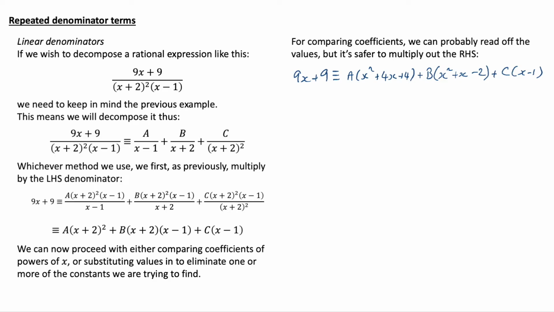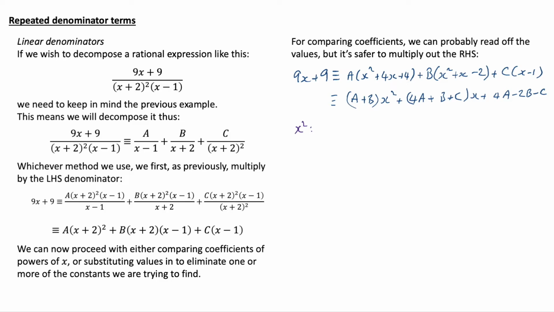Then we've got x plus 2 times x minus 1, which gives us x squared plus x minus 2. And then we have c times x minus 1. And then if we gather our different parts, for x squared we have a plus b. For x we've got 4a plus b plus c. And for the constant we have 4a again minus 2b minus c.